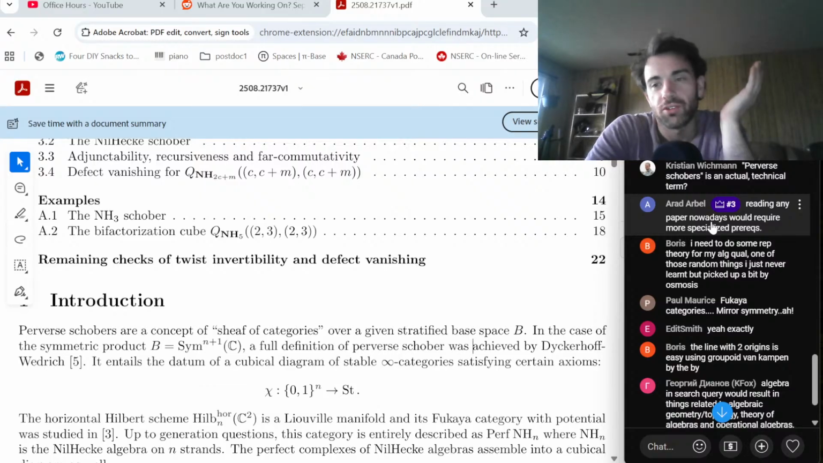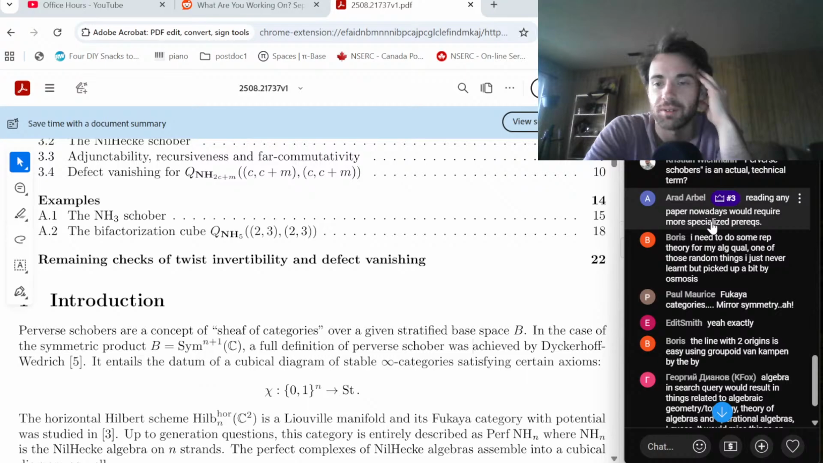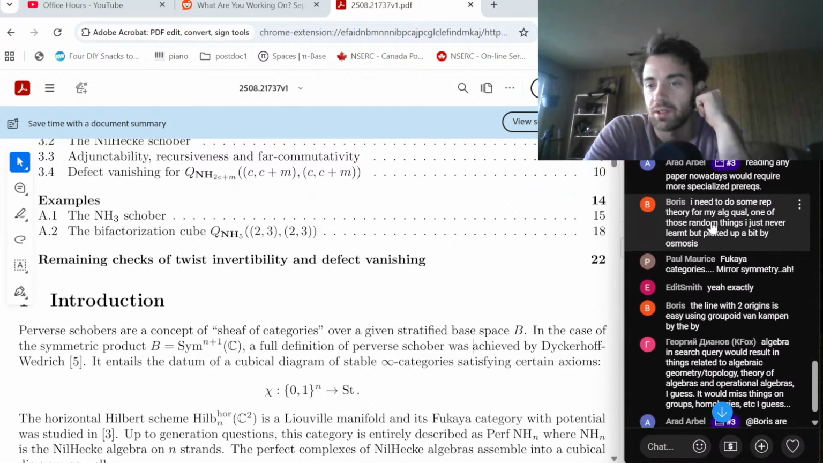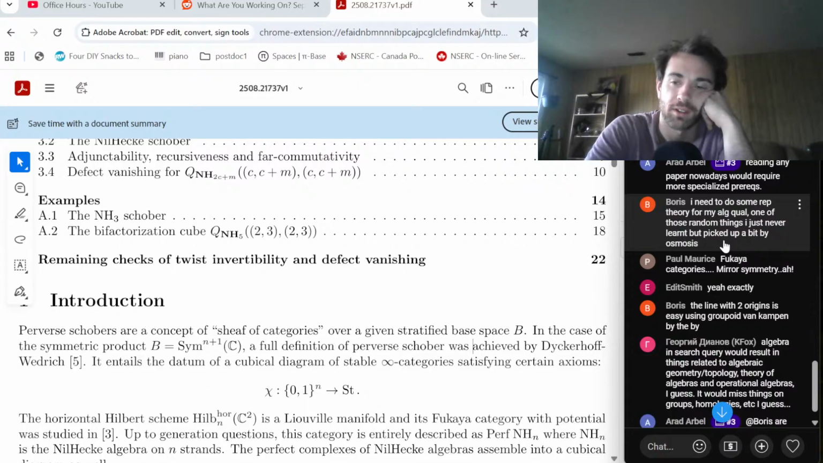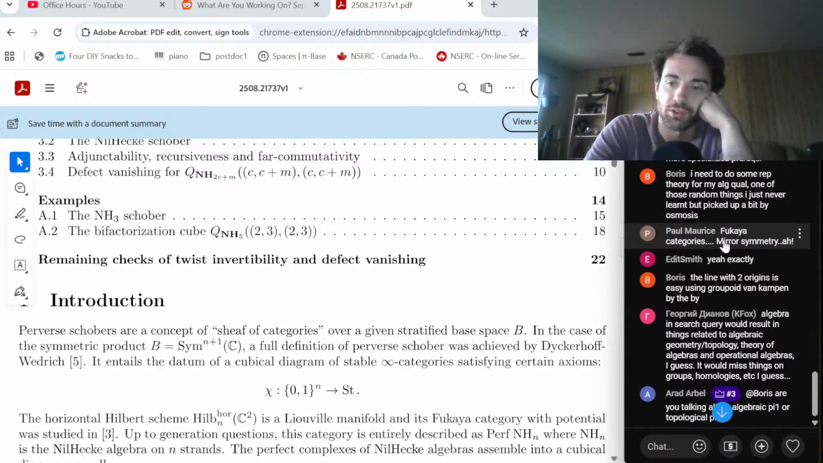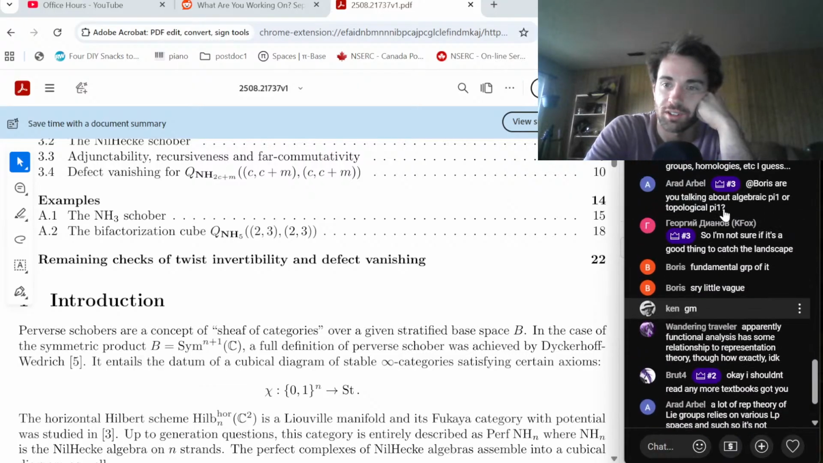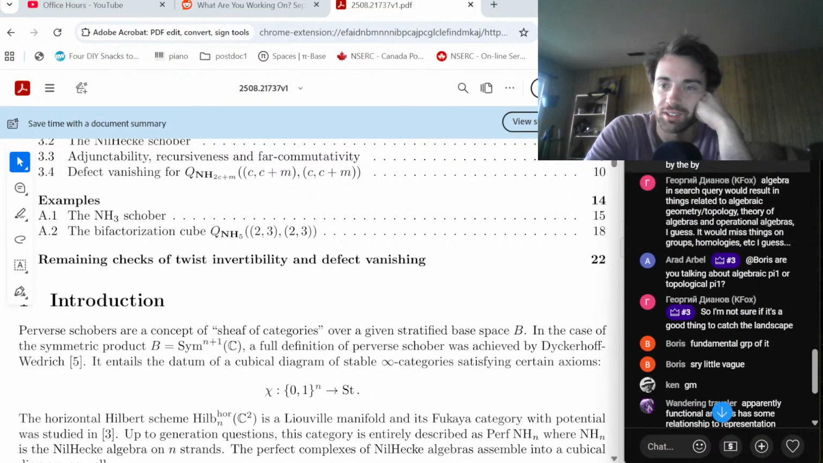But the point is, how do you start learning? Well, you got to pick a paper in the field and sort of work backwards, right? You need to figure out what you need to learn. Yeah. You need to do rep theory for AlgQual, one of those random things you never learned but picked up by osmosis. Rep theory is beautiful. So enjoy your studying, unironically, every bit of it, because it's wonderful.